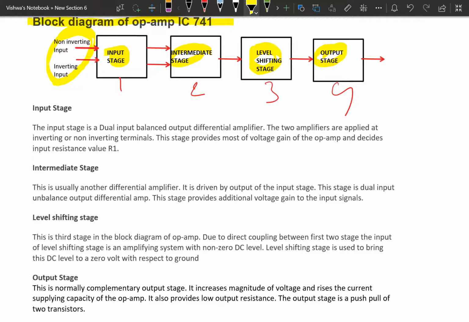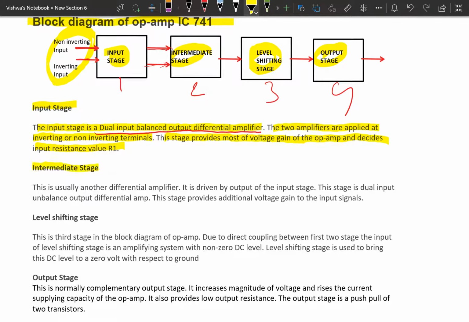What is the input stage? The input stage is a dual input balanced output differential amplifier. The two signals are applied at the inverting and non-inverting terminals. This stage provides most of the voltage gain of the op-amp and decides the input resistance value R1. So the main thing is, it is a dual input balanced output differential amplifier. We provide 2 inputs here, and the outputs are balanced outputs. These outputs are fed to the intermediate stage.